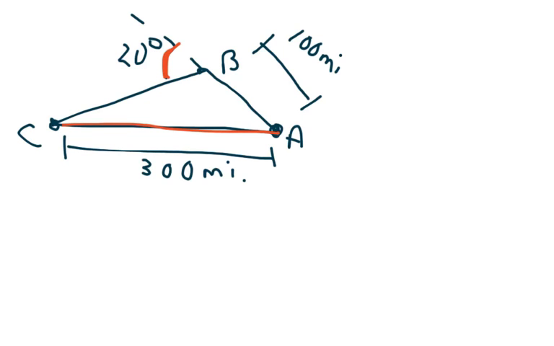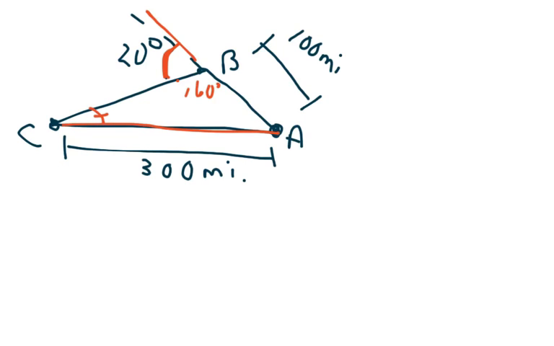Now, if it turns through that, do you know what angle this is? Because supplementary angles equal 180, this would be 160. Okay? So we have to find the other information. We have to find the angle at C, this one here.